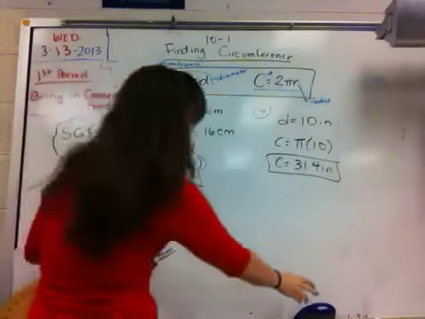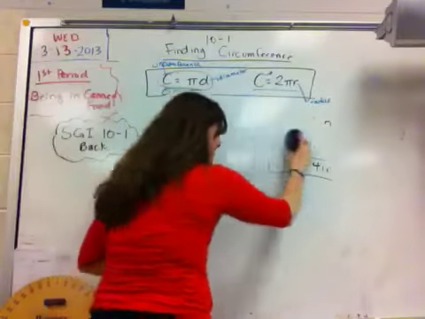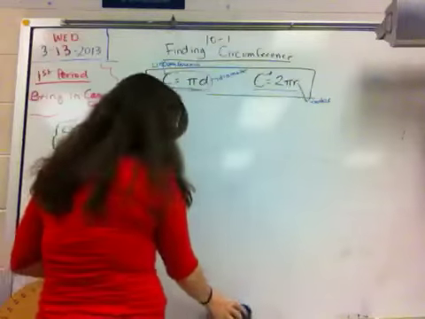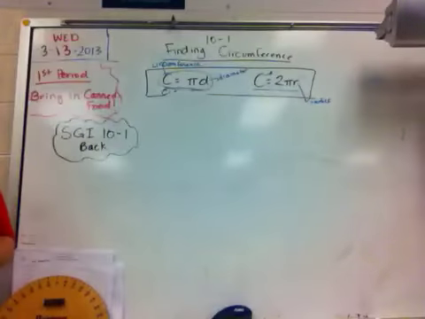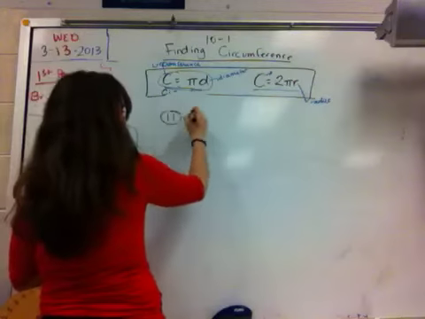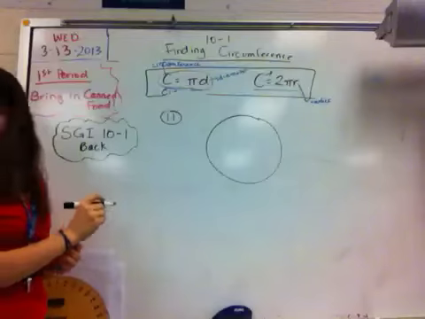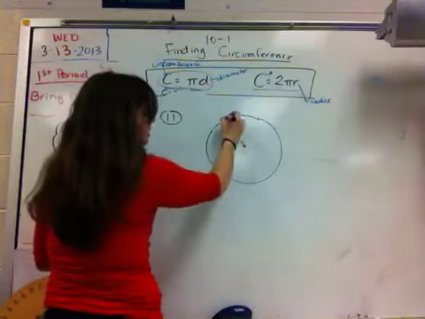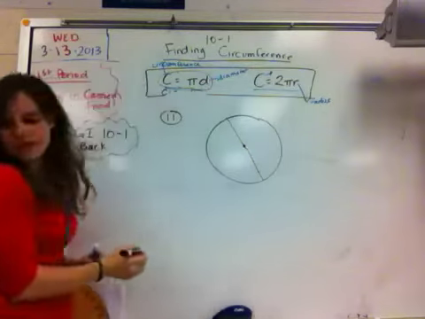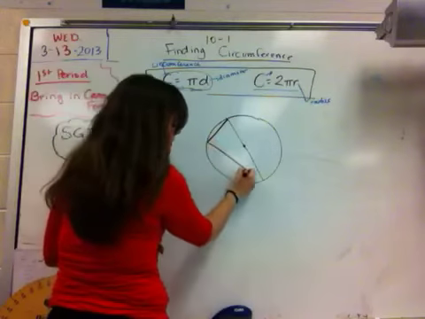Let's do a couple more here. I want you to look at your SGI 10-1 book, and let's look at number 11, which is a great question. Number 11 has a circle for you. Read your directions as I draw this.